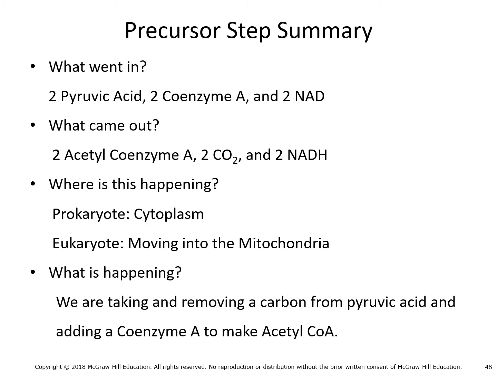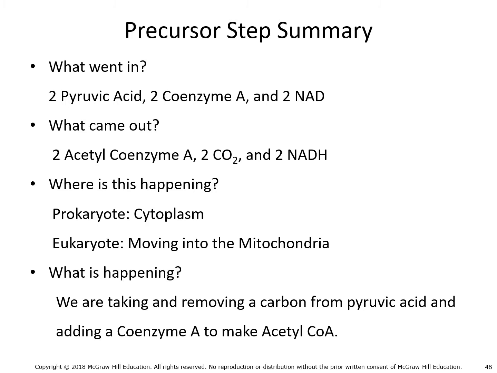So let's do the what went in, what came out, where, and what's happening for that precursor. So what came in, well, naturally, since we're doing this twice, we'll do the totals. 2 pyruvic acids will come through here. We also need 2 coenzyme A's and also 2 NAD. What's going to come out? Well, 2 acetyl coenzyme A's, which go in the Krebs cycle, 2 CO2s, and 2 NADH.